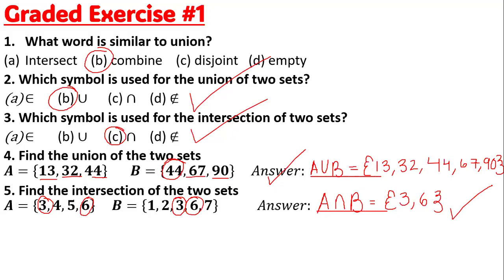Anyone else got number 5 correct? I did. Okay, now the moment of truth. How many persons got 5 out of 5? If you got 5 out of 5, put I in the chat. Okay. Anyone got 1 wrong? Which one did you get wrong? Number 4. Okay, so just be careful with these.